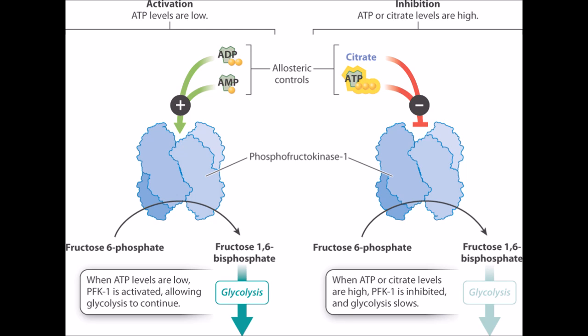With inhibition, when ATP or citrate levels are high, the PFK1 is inhibited, causing glycolysis to be slowed down. And this shows that ATP and citrate are being inputted.